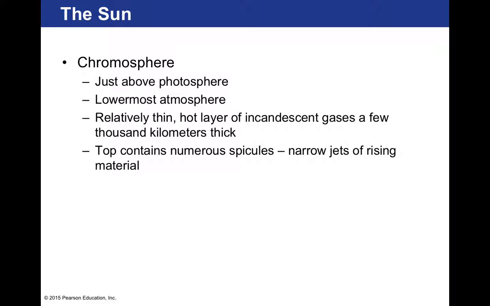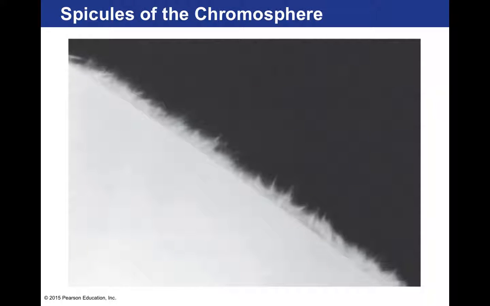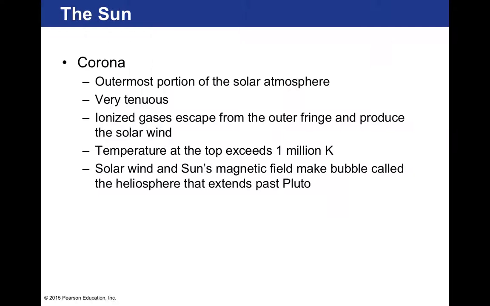Then we have the chromosphere right above the photosphere. It's the lowermost atmosphere part of the sun. It's relatively thin. It's a hot layer of gases, again, a few thousand kilometers thick, and the top contains something called spicules, and these are narrow jets of rising material. So this is a picture of spicules of the sun's chromosphere, so the lowest part of the atmosphere.